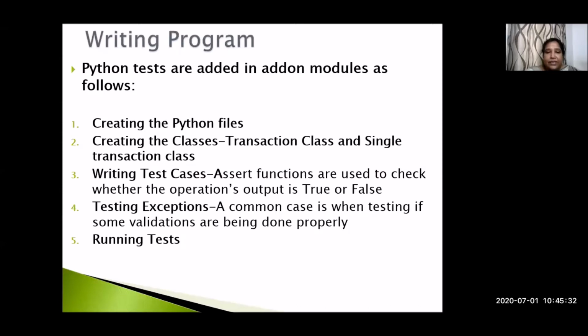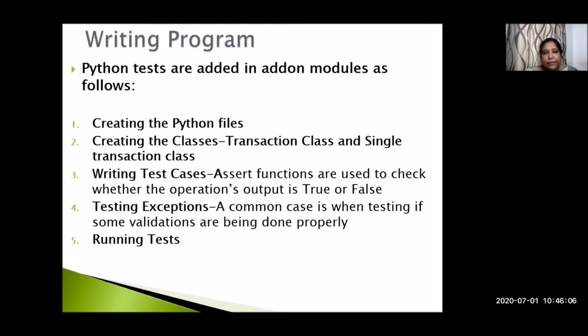And the next one is writing test cases. Test cases are nothing but you have to take the assert function, and this assert function is used to check whether the operator's output is true or false. Once any statement is given, the unit test is going to check whether the statement is correct or wrong, that is, whether it is true or false. So that is the third step.